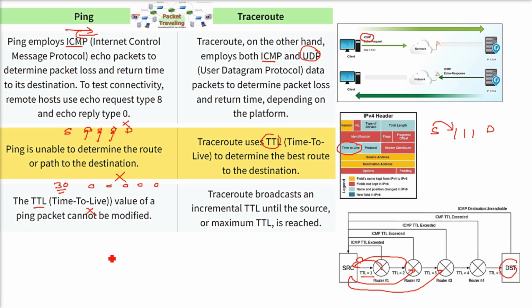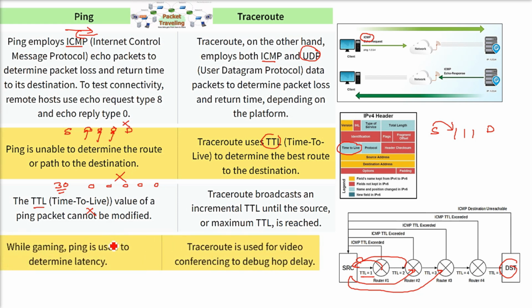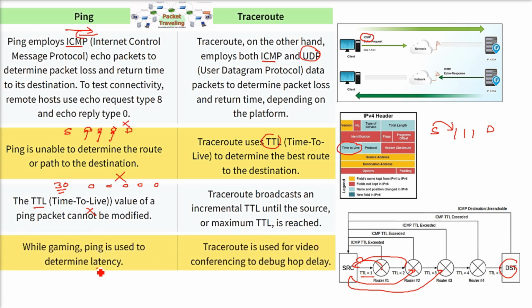So you need to check, if you're a gamer, what do you want? You don't want any latency. For that, you can use ping. You can also use traceroute, because for gaming, if you ping and you get less than 1 millisecond, you can play the game. But if you get, say, 200 milliseconds or 500 milliseconds, then the latency is very high. So the game cannot be played.